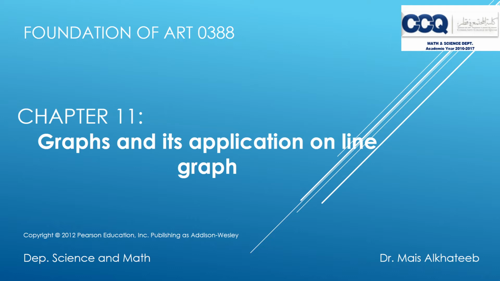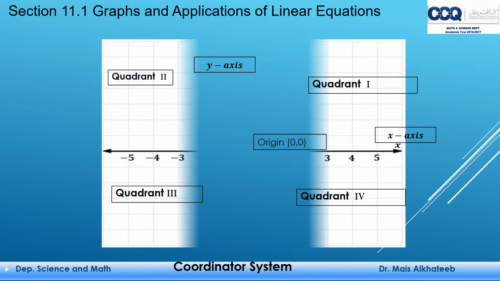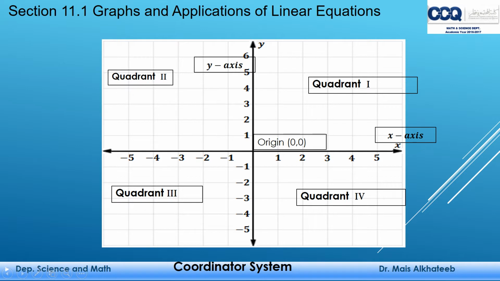How do we graph? To graph we need to know at first the coordinate system. The coordinate system has the x-axis. The x-axis has positive numbers, negative numbers, and zero. And we have the y-axis, which has positive numbers and negative numbers, and zero. The origin is (0, 0).